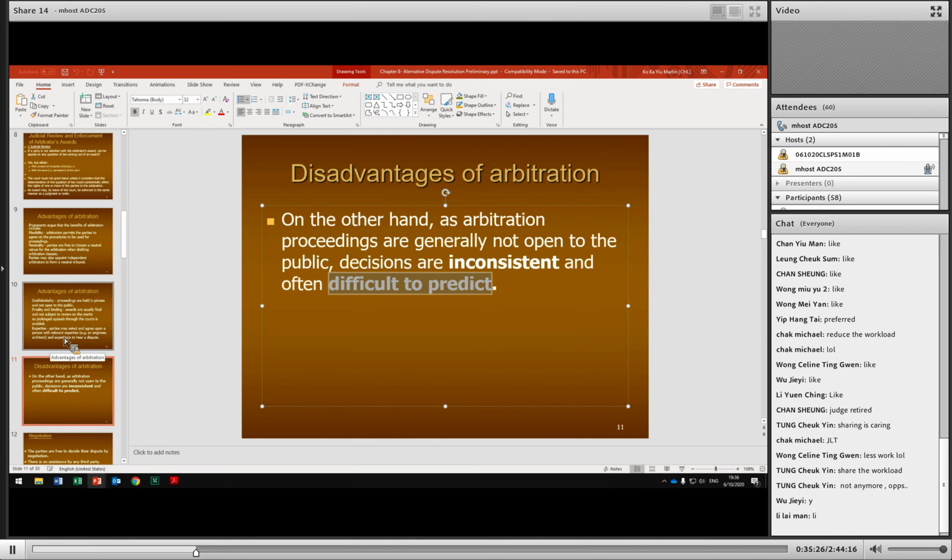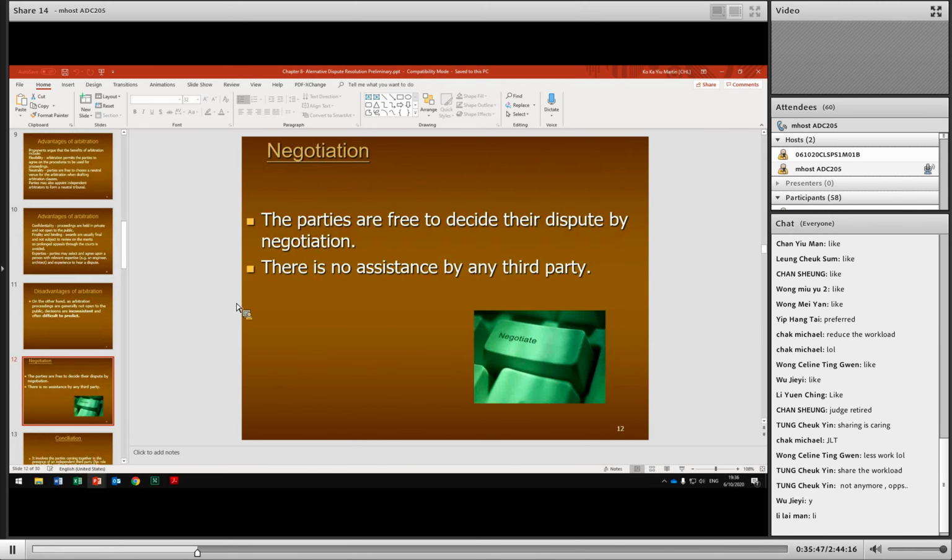But still, most people like arbitration, especially for business disputes. Okay, some disputes relating to construction, engineering. Usually, the parties would prefer arbitration. The other one is called negotiation. So the parties are free to decide the dispute by negotiation. There's no assistance by any third party. It means that both parties to the dispute just have a face-to-face meeting, and so they can negotiate on how to resolve the dispute.